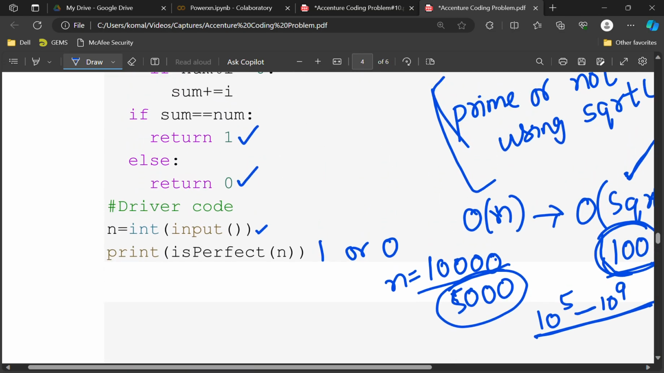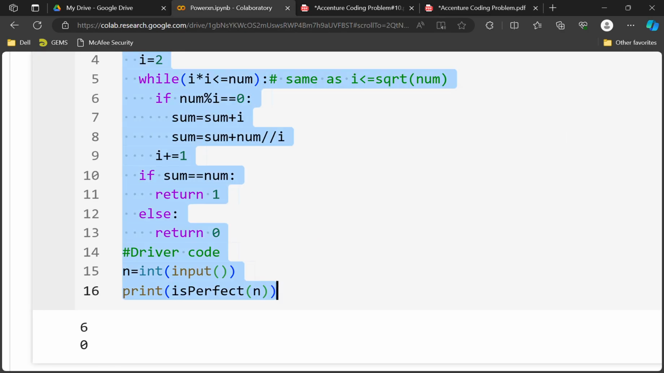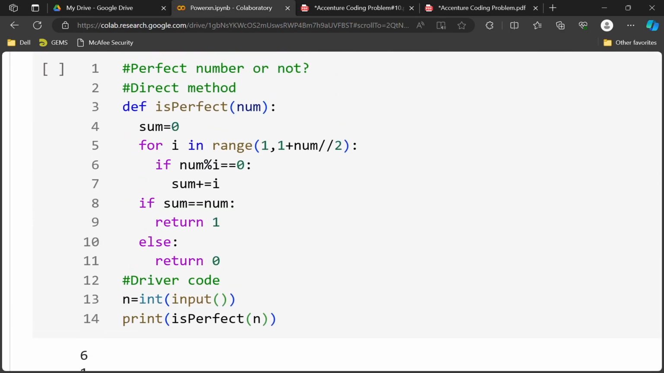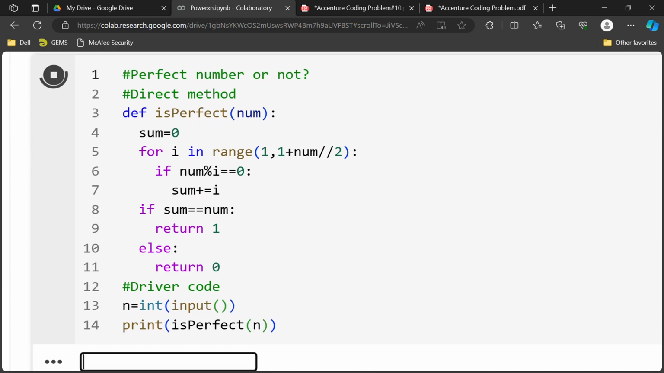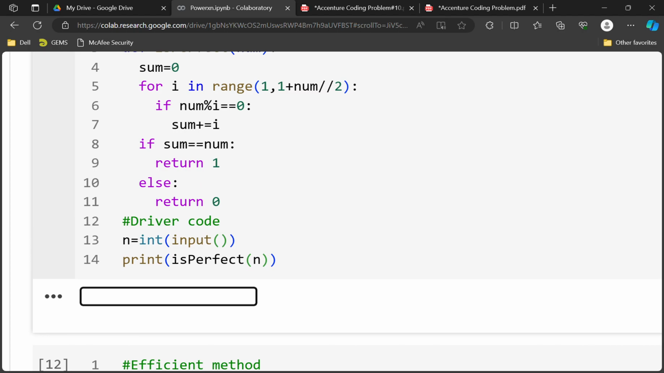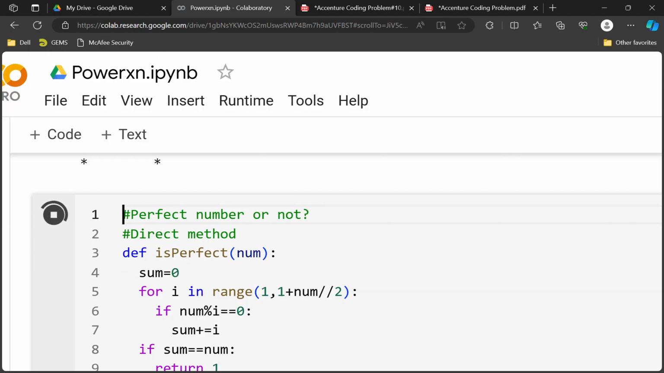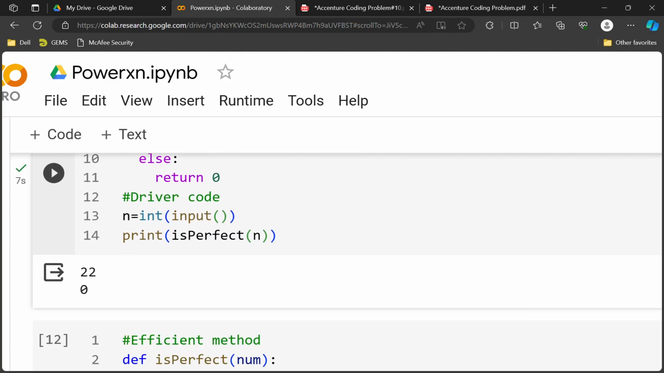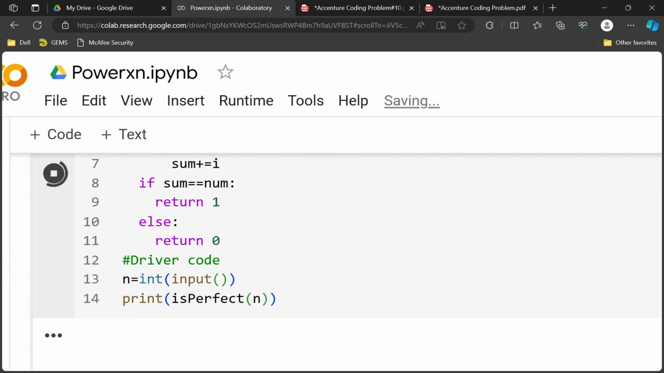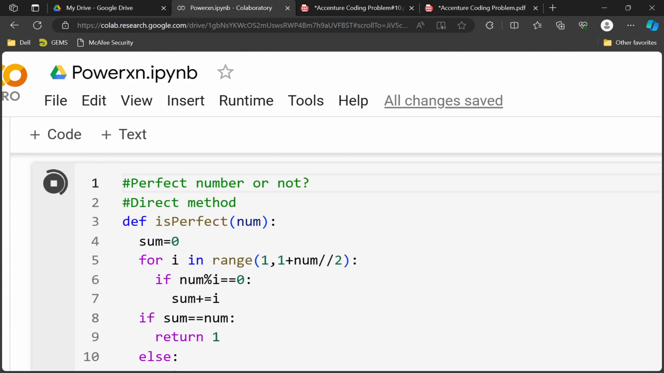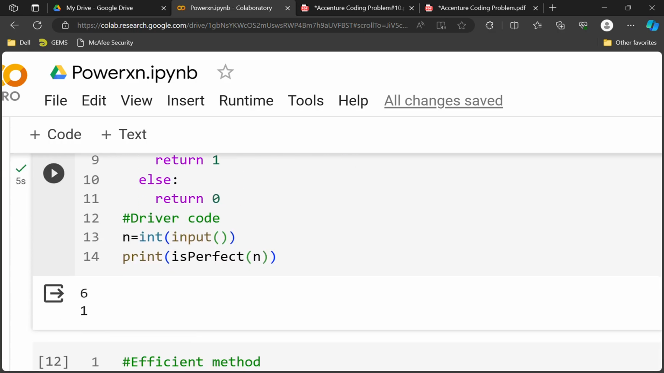Let me run this code and give different inputs. First, perfect number or not, using the direct method. Let me run this code. What is the time complexity of this direct method? Big O of n. Let me give 22. 22 is not a perfect number. This is one sample test case. What is the expected output? 0. Yes, our code is printing that. Let me give another sample input, that is 6. We must get 1. Yes, our code is getting it.